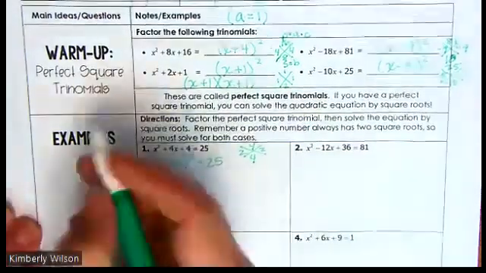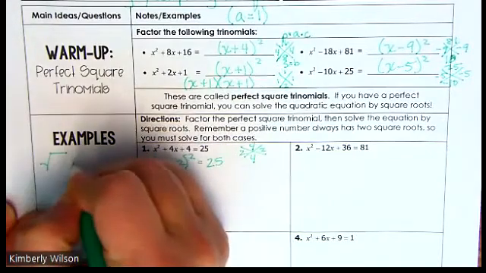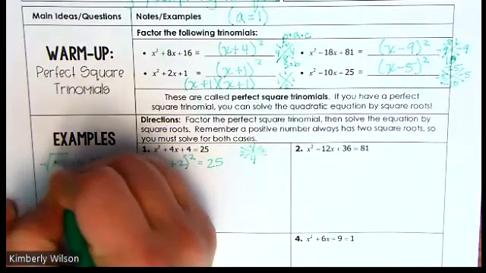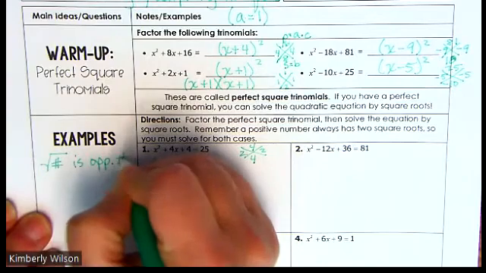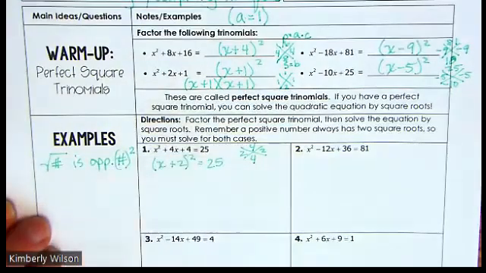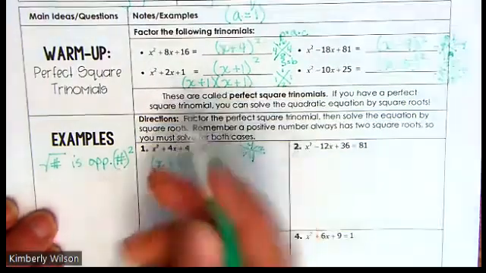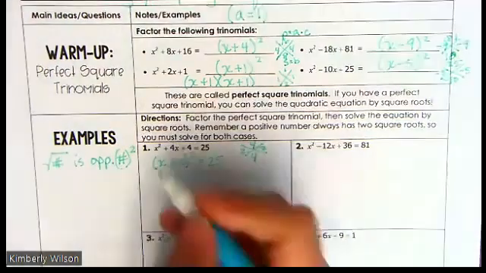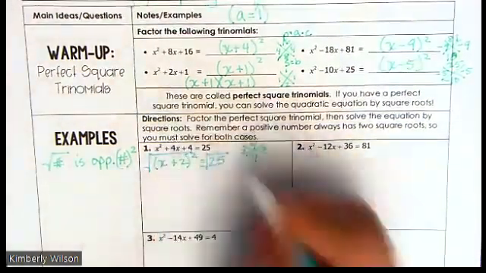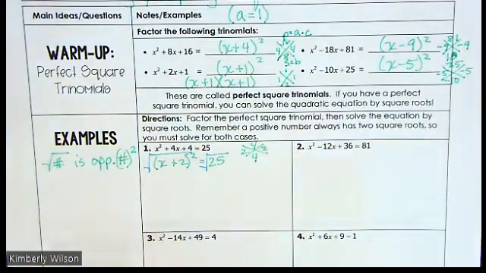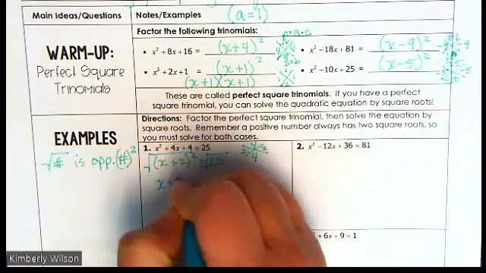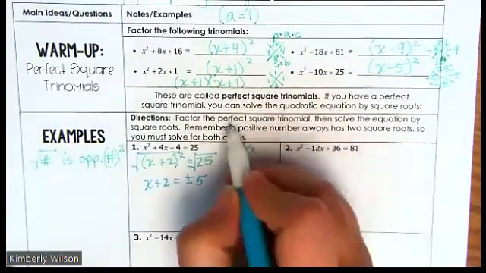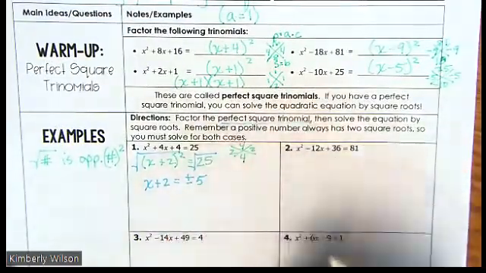Well, remember that the square root is opposite. The square root of some number is the opposite of some number squared. Okay, so if this is squared, that means that I can take the square root of each side. So I'm now going to have x plus 2 equals positive or negative 5. Okay, so we've factored the perfect square trinomial. Now we're solving.